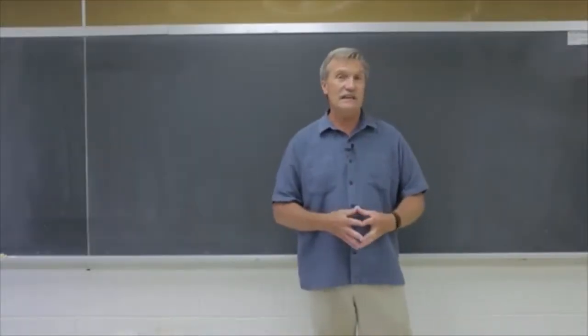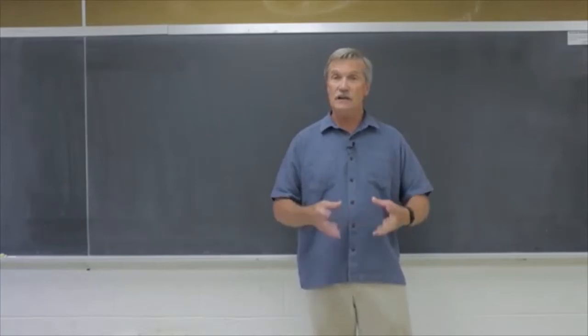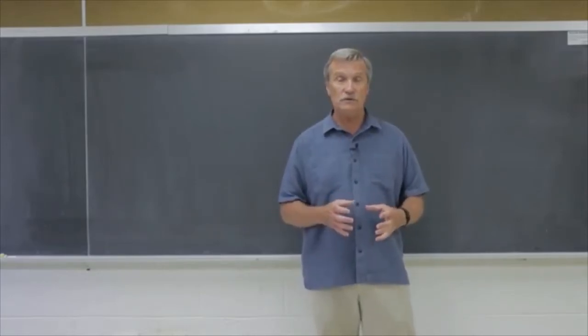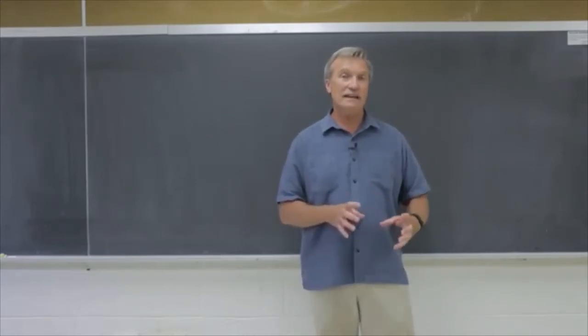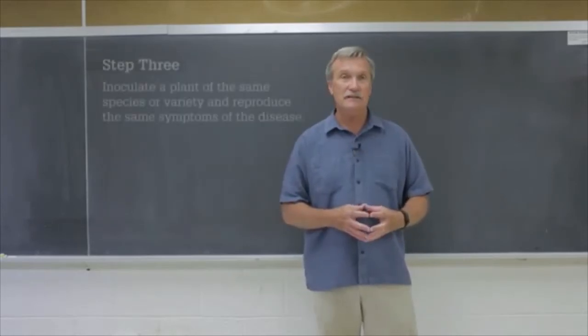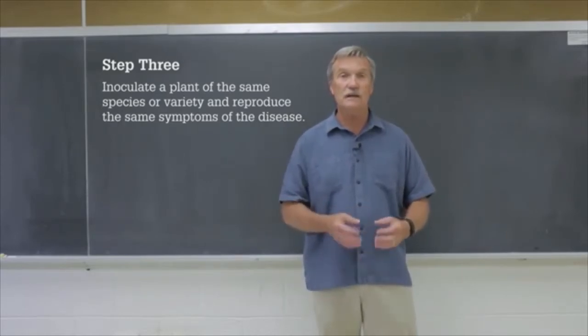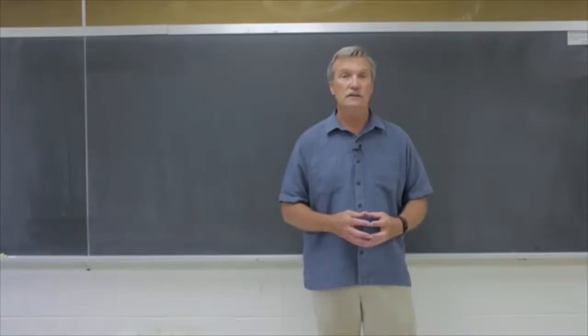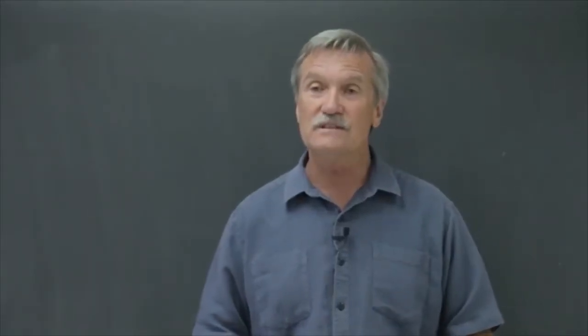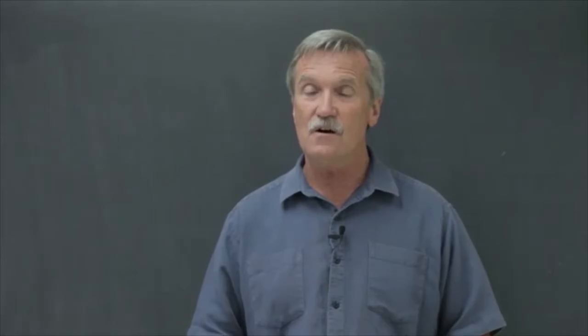Okay, so now that we've established that association, we have our organism growing in pure culture, now we need to put it back into the same plant. And this is step 3 of Koch's postulates, where we re-inoculate the same plant, species, or variety with the organism that we now have in pure culture. The goal is to reproduce the symptoms of that disease on our newly inoculated plant.